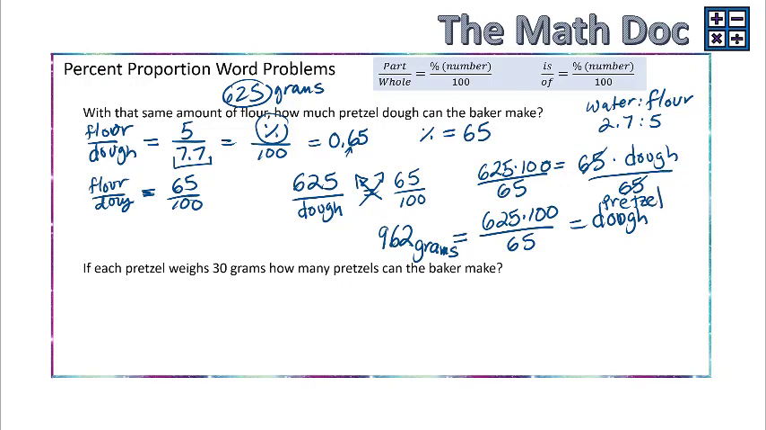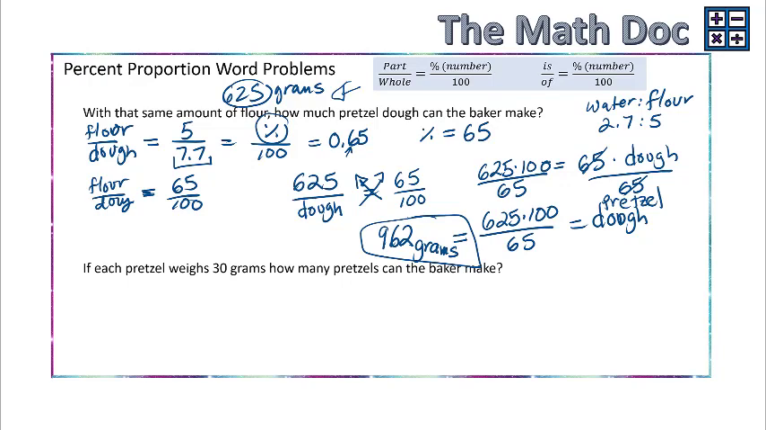So the 625 grams we got from a kilogram, 1,000 grams of bread dough. Here we're making pretzels, which are a little drier, so we have less water and we end up with less dough. So we end up with 962 grams of dough. And another follow-up to the question is, if the baker makes pretzels that weigh 30 grams each, how many pretzels can the baker make?